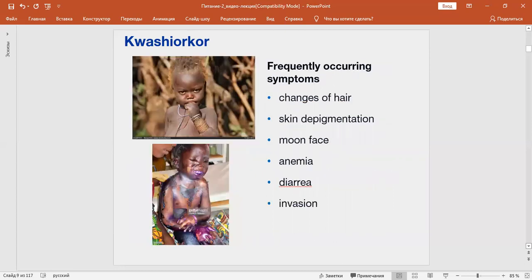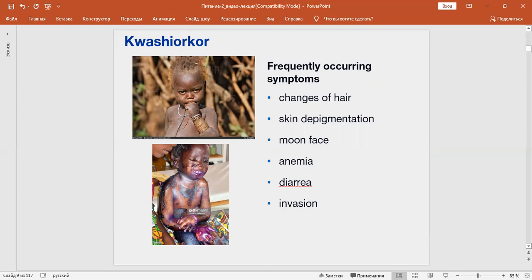Kwashiorkor also has optional but frequently occurring symptoms. They include characteristic changes in the skin, hyperpigmentation, and peeling in places of greatest friction with clothing. The pigmentation appears at the site of previous darkening or after desquamation, sometimes with generalized depigmentation. Hair becomes rarer, thin, and loses elasticity. Dark hair, due to depigmentation, can turn red with streaks of red, orange, or gray color.